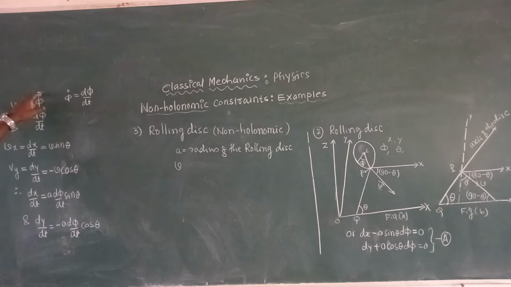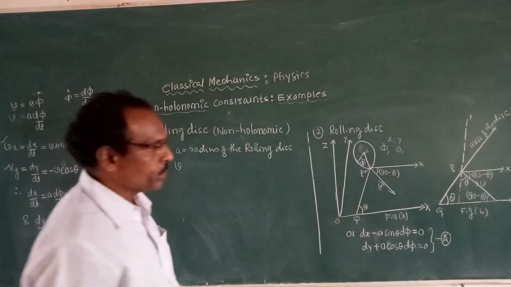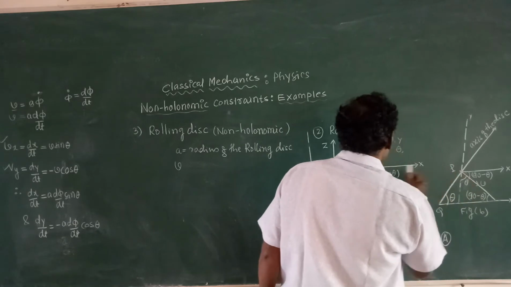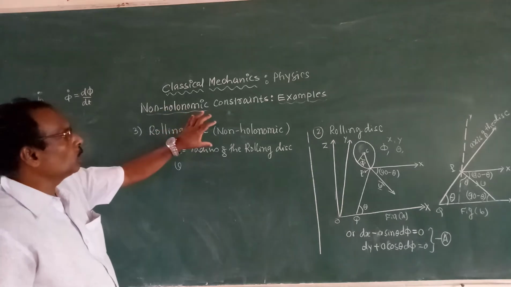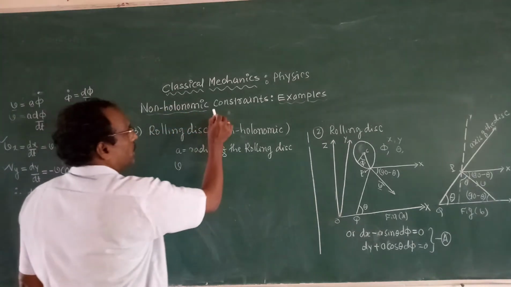So using this v, let me substitute v equal to a d phi by dt, or a phi dot. When I say phi dot, the dot is on the head and should be read as d phi by dt, or for any variable, the derivative with respect to time of that variable. So we got Vx, we got Vy. Vx and Vy are the components of the velocity of the disk. We are discussing the rolling disk as a non-holonomic system or constraint.